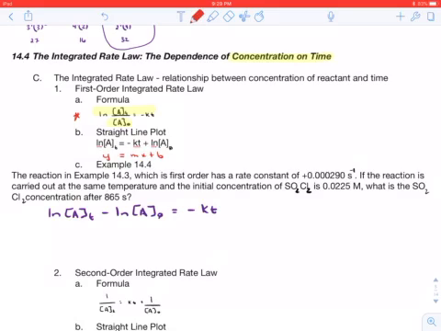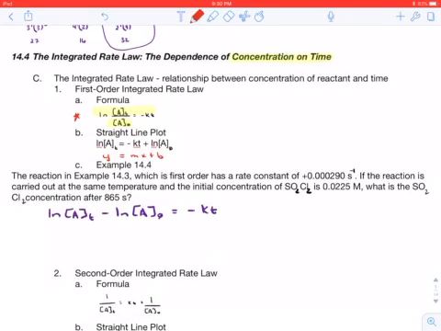The reaction in example 14.3, which is first order, has a rate constant of 0.00290 seconds to the negative 1. If the reaction is carried out at the same temperature and the initial concentration of SO2Cl2 is 0.0225 molar, what is the SO2Cl2 concentration after 865 seconds? So this becomes just a plug-and-chug formula. All I've done here is rearrange the above formula to isolate the natural log, because that is what I'm looking for, so we want to leave it alone. So let's start plugging it in.